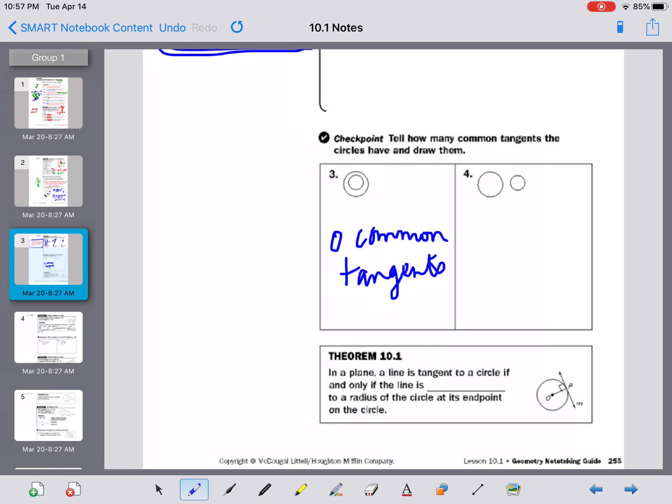And the last one on 4 here. I have 2 circles. They're not touching. So I'm going to try to do as many common tangent lines as I can.